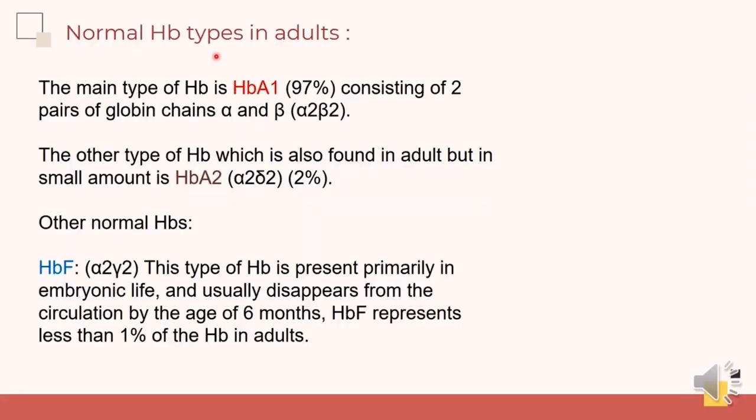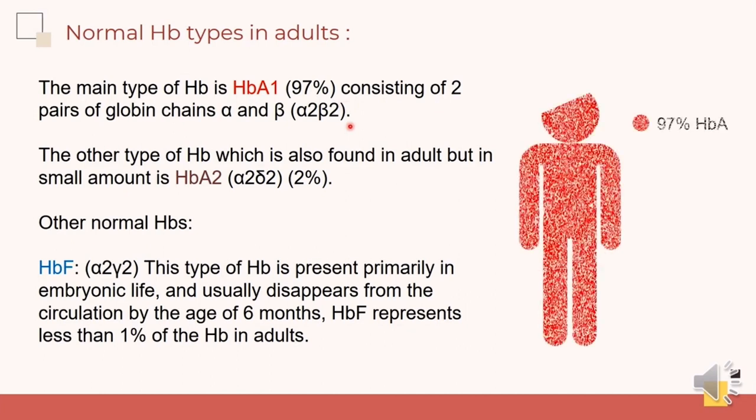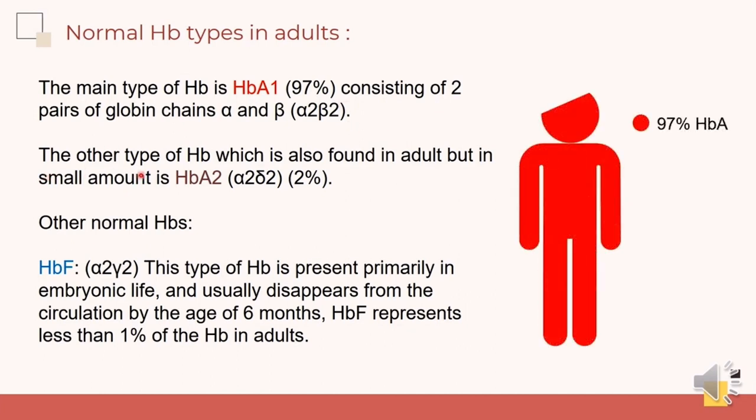Normal hemoglobin types in adults. The main type of hemoglobin is HbA1. It consists of 2 pairs of globin chains, alpha and beta. So 2 alpha and 2 beta. And this type constitutes about 97% of total hemoglobin. The other type of hemoglobin, which is also found in adults, but in smaller amounts, is called HbA2. It consists of 2 alpha and 2 delta, and constitutes about 2%.